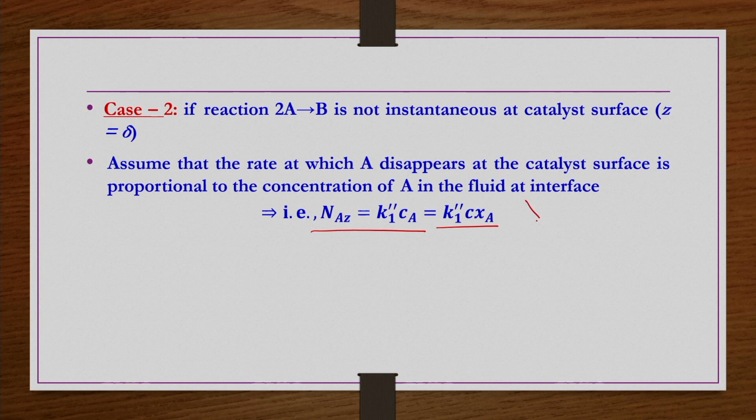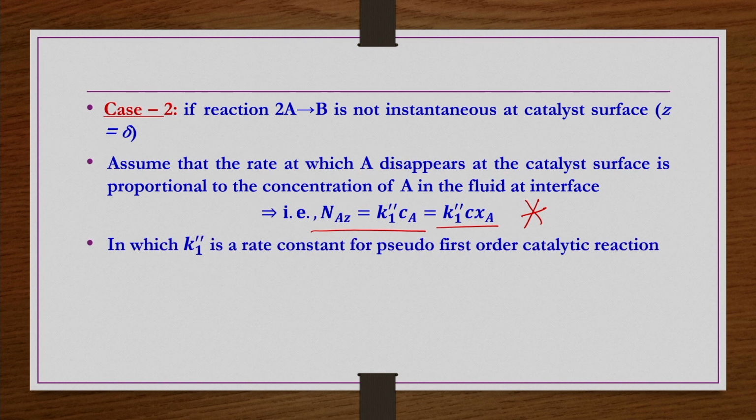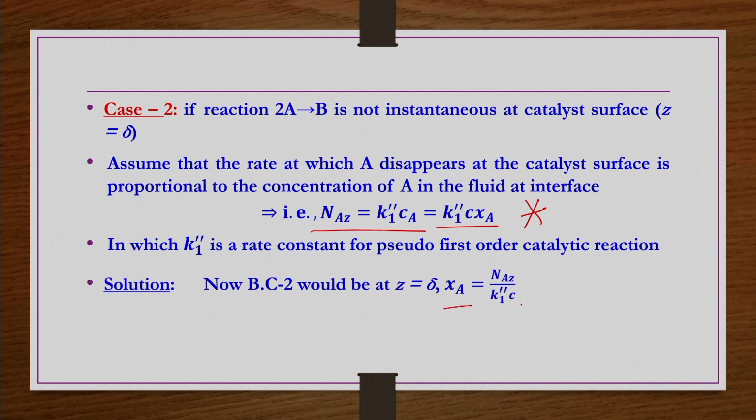This is one of the boundary conditions that we have seen in the first lecture on mass transfer. Here K1 double prime is the rate constant for the pseudo first order catalytic reaction. Now, from this equation, what do we get? This equation is actually valid at Z equals delta. At Z equals delta, NaZ equals K1 double prime C Xa, that means Xa equals NaZ divided by K1 double prime C. This is the boundary condition.